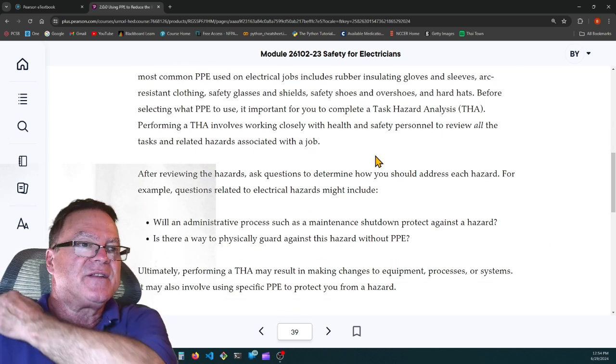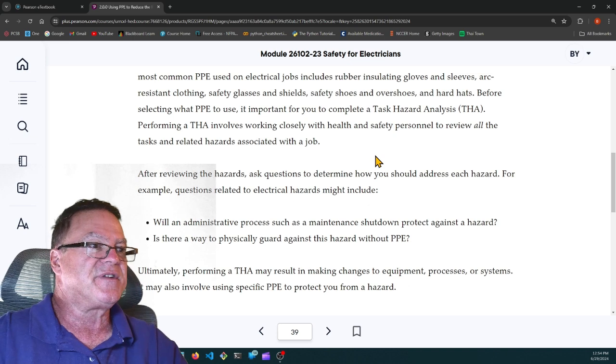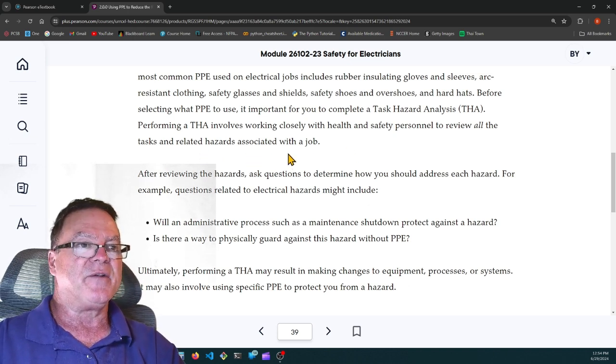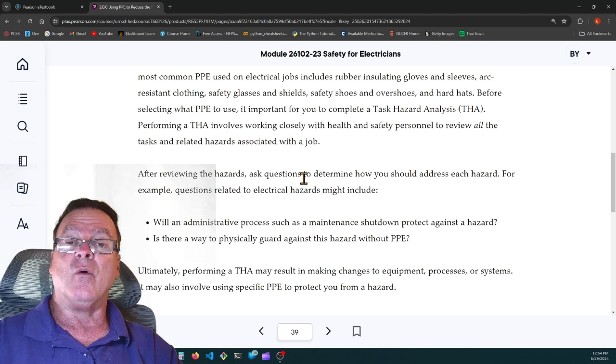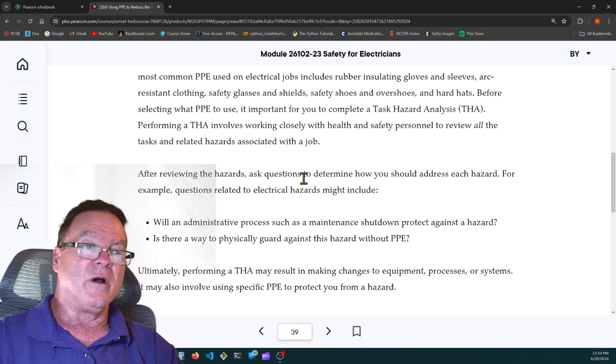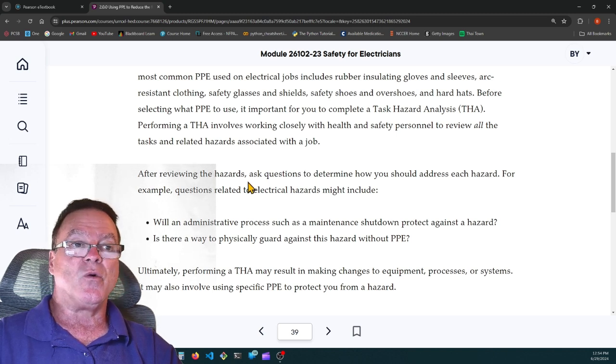Performing a task hazard analysis involves working closely with health and safety personnel to review all of the tasks and related hazards associated with a job. Basically, I think we talked about this before. You're going to look at a job before it is even started and try to make a scenario where anything that can go wrong does. Figure out what can possibly go wrong and then try to mitigate it. Try to use substitution or elimination or engineering controls in order to mitigate those hazards.